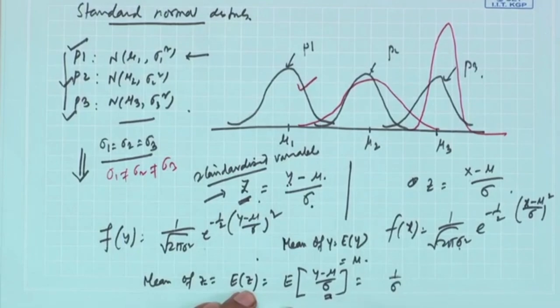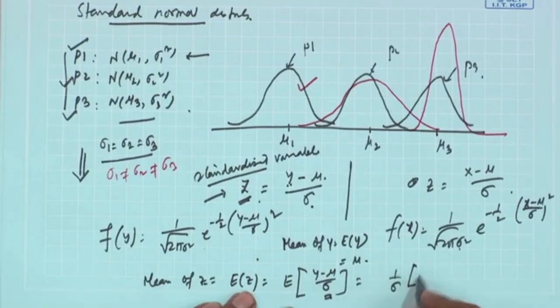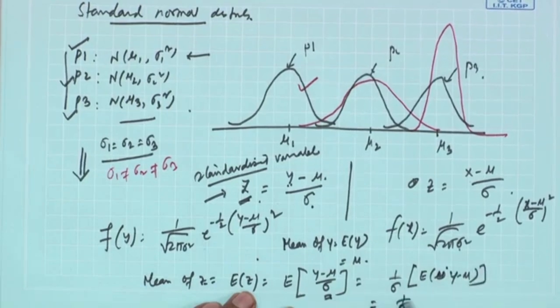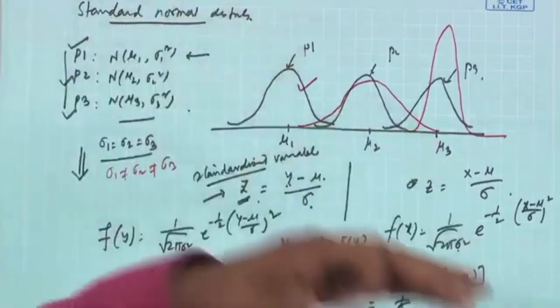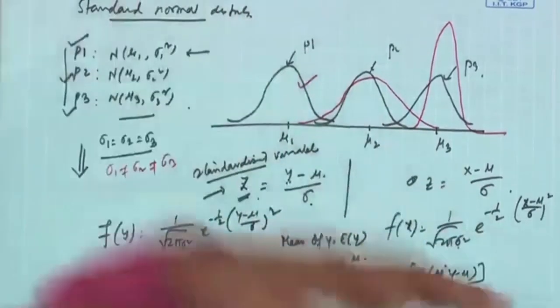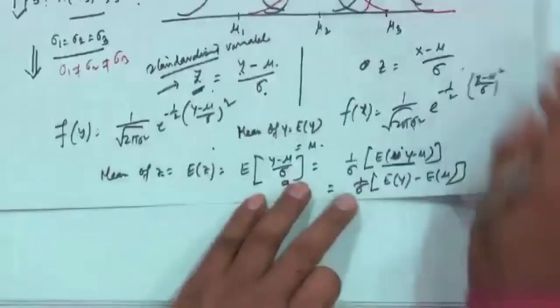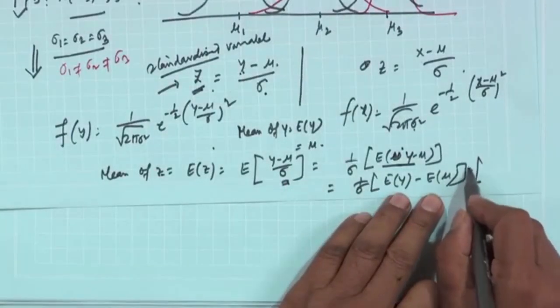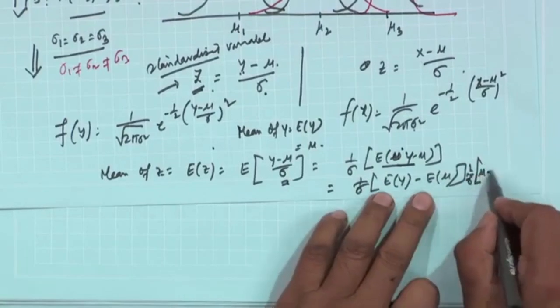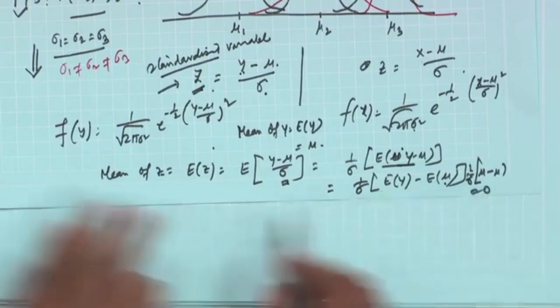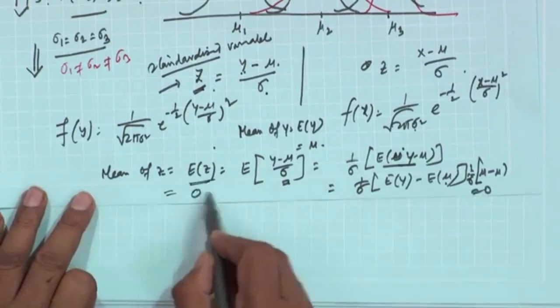Then 1 by sigma times the expected value of (y minus mu). Now, the expected value of x minus y is the expected value of x minus the expected value of y. So the expected value of this will be the expected value of y minus the expected value of mu. So what is the expected value of y? 1 by sigma will be there, the expected value of y is mu and mu is constant, this also mu, so it is 0. So what happened then? The mean of z is 0.